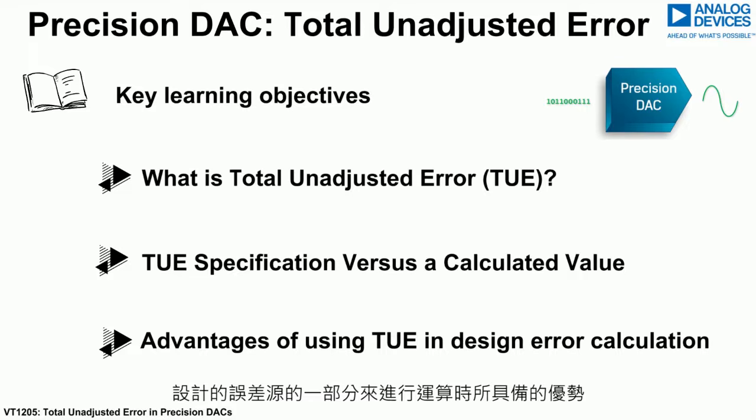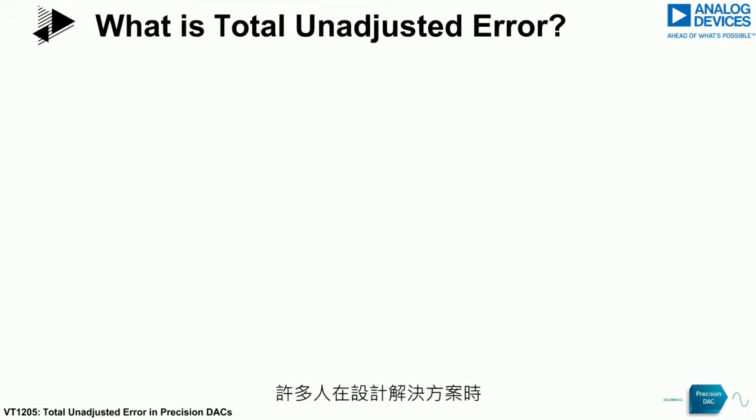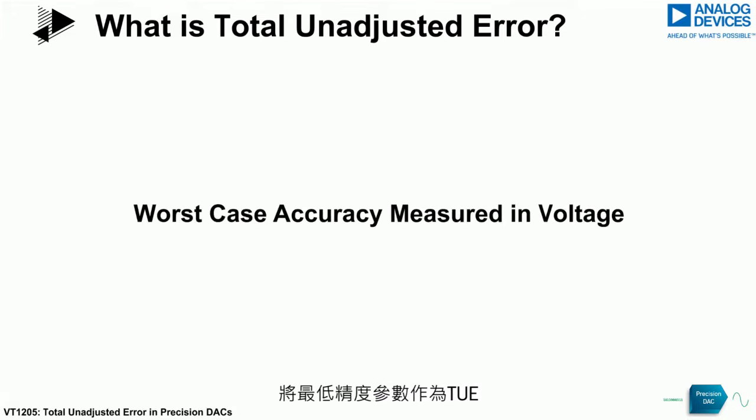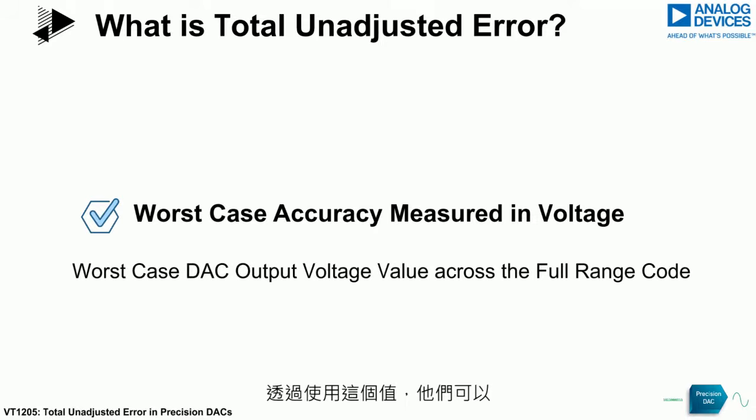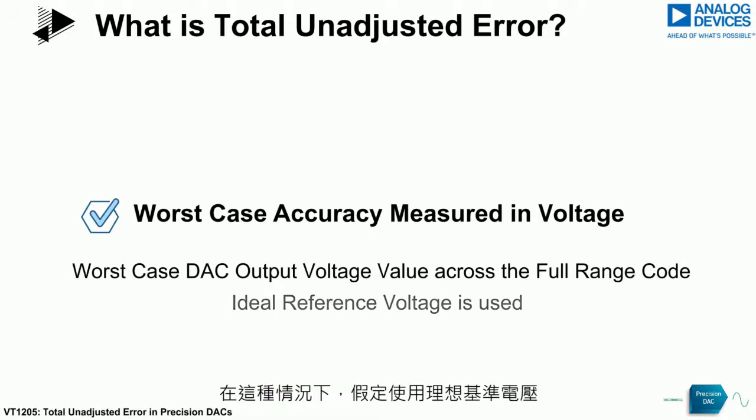for your design. Many people, when designing their solution, take the worst-case accuracy specification as the TUE, and this is the correct approach. By using this value, they are effectively taking the worst-case value that the actual DAC output value can be from the ideal value at any given DAC code setting. For this, it is assumed that a perfect voltage reference is used.